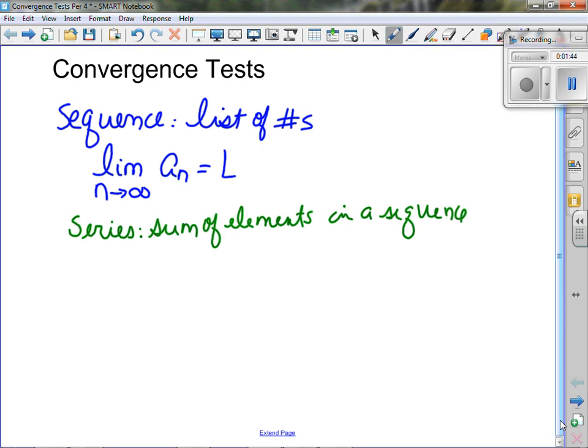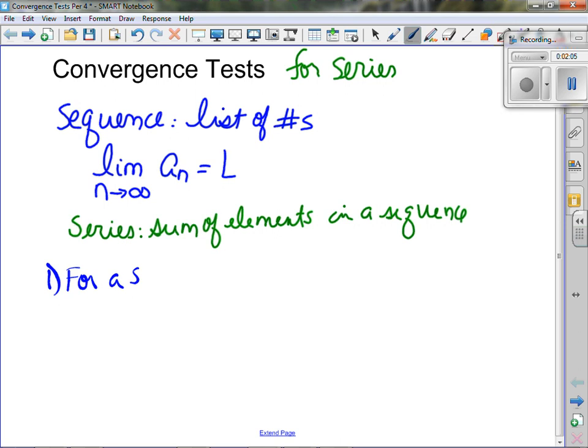Okay. So we're going to talk about convergence tests for series. There aren't any for sequences. You just have to look at them and decide if they converge. So the first one, and the most important one of all: what has to be true for a series to converge?